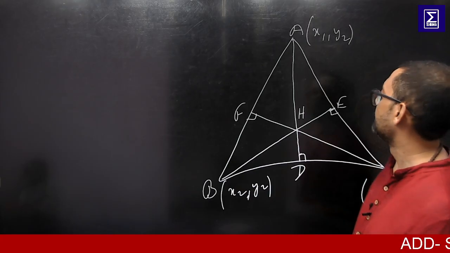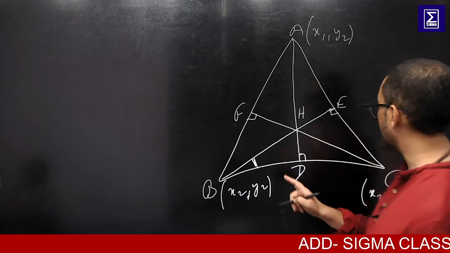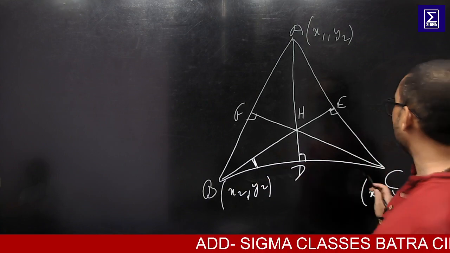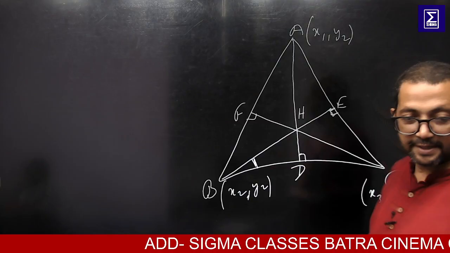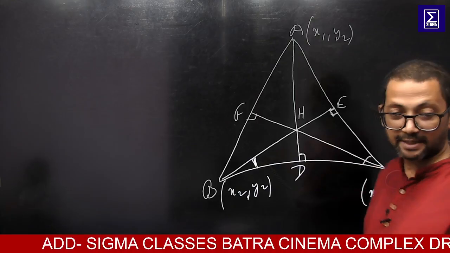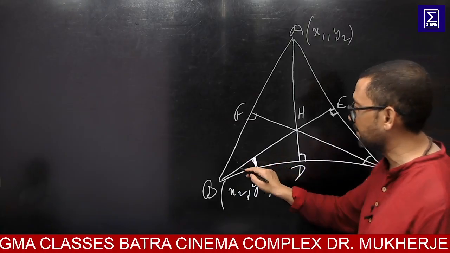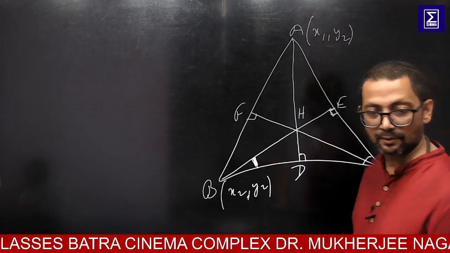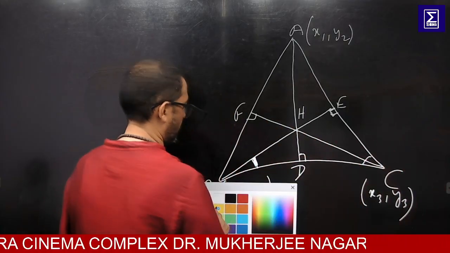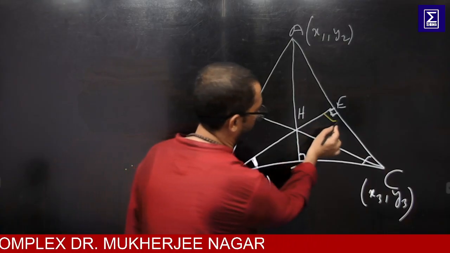Now tell me what would be the angle in triangle BCE. E is making an angle of 90 degrees, so the sum of this angle and angle C must be 90 degrees, yes or no? So this portion of B, not the complete B I am talking about, this will be 90 minus C basically. Why? Because this is making an angle of 90 degrees.